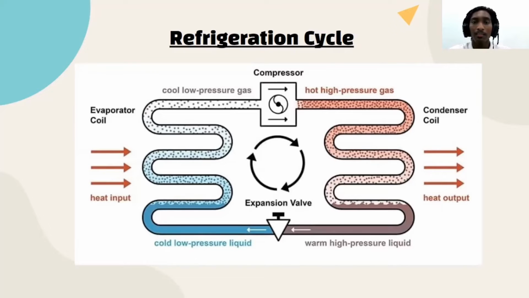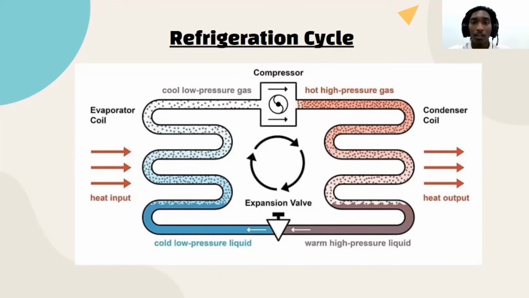After this process, the refrigerant will become a hot, high pressure gas, and now it will flow to the condenser coil, in which the refrigerant will be releasing the heat to the surrounding. In this case, the second law of thermodynamics is applied again, as the heat is being transferred from a hot to a cold area, which is from the condenser coil to the surrounding.